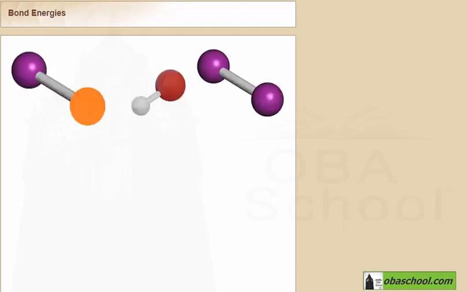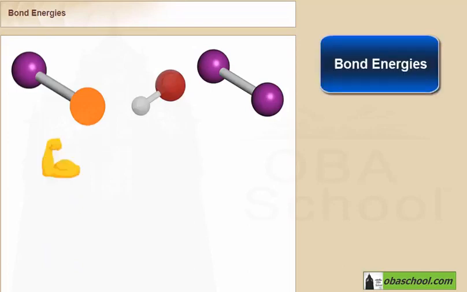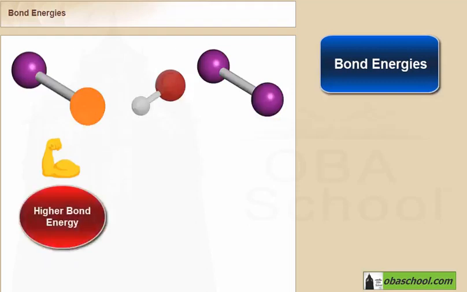In this lesson, we will discuss bond energies. You should not expect every atomic bond to be of the same strength, where some are stronger than others, and this strength is measured by bond energies. So the stronger a bond is, the higher the value of the bond energy.